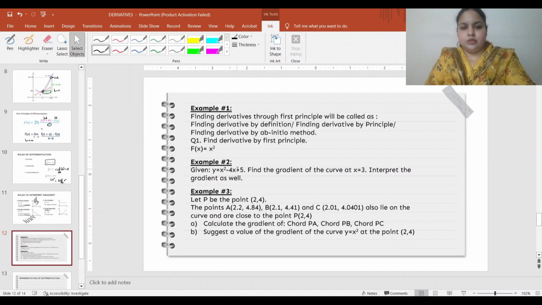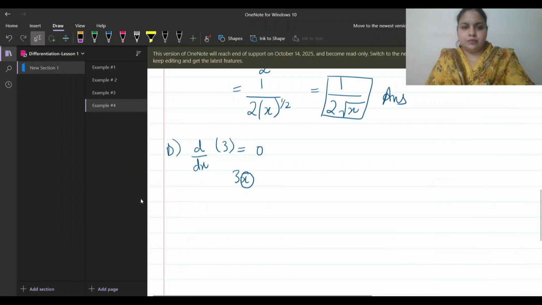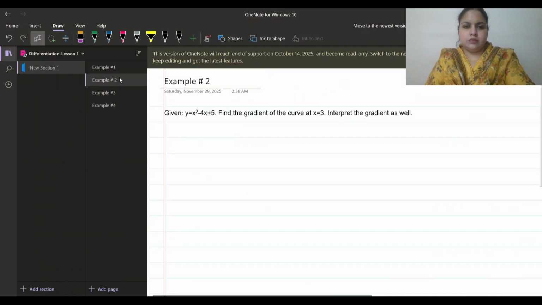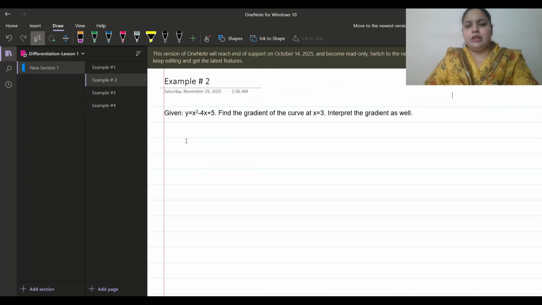Okay. So we are done with our first question, and let's come on to example number 2. The given is y is equal to x squared minus 4x plus 5. You have to find the gradient of the curve at x equals 3. Interpret the gradient as well.